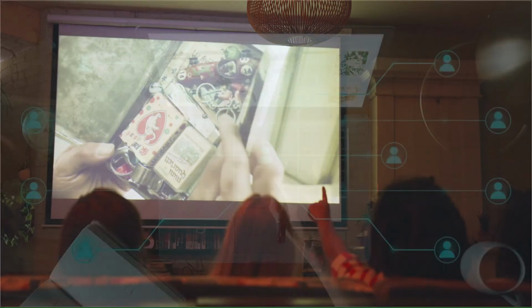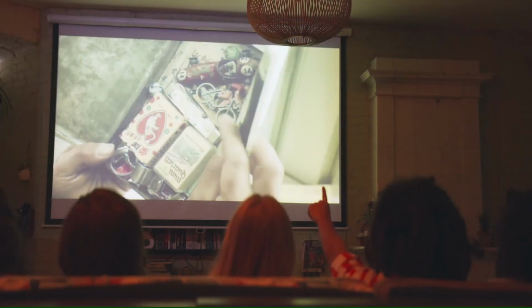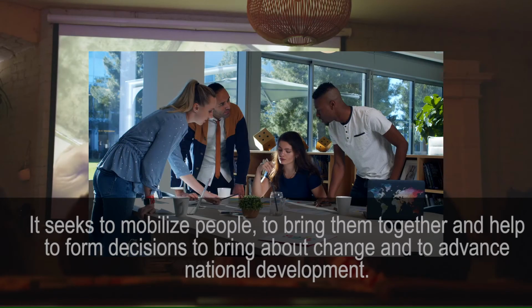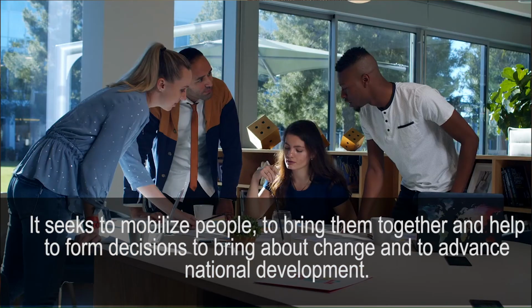Another very important function of media is also socialization. That is, along with family, school and religious organization, media also becomes part of the process by which people learn society's values and come to learn what society expects of them. It also helps to form information, that is, it seeks to mobilize people, to bring them together and help to form decisions to bring about change and national development.